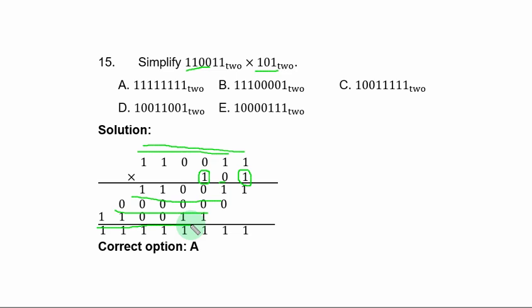After the multiplication, the next thing is to add. 1 plus nothing is 1, 1 plus 0 is 1, 0, 0 plus 1 is 1. If you add here, you have 1. If you add here, you have 1. And here is 1. By this, the correct option is A.